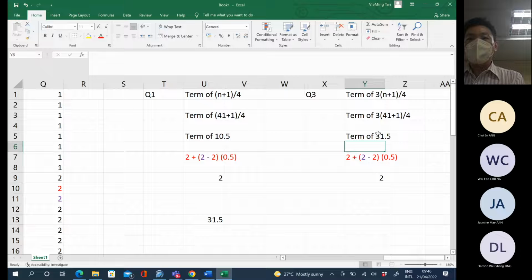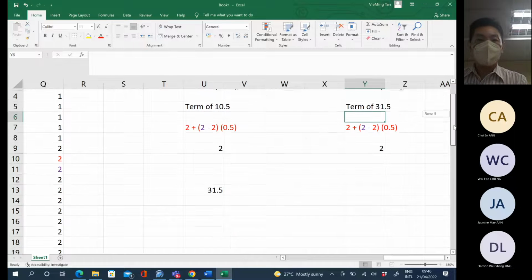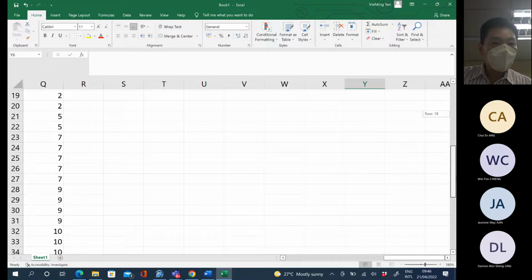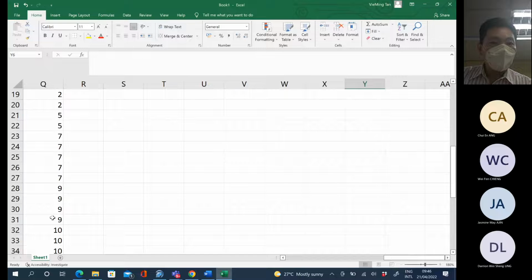So that means it's in between term 31 and 32. Okay, let's go to check where is the location of term 31. Here. Okay. This is the value of term 31. 9. 9 is the value of term 31. Term 32 is 10. So I use purple color.